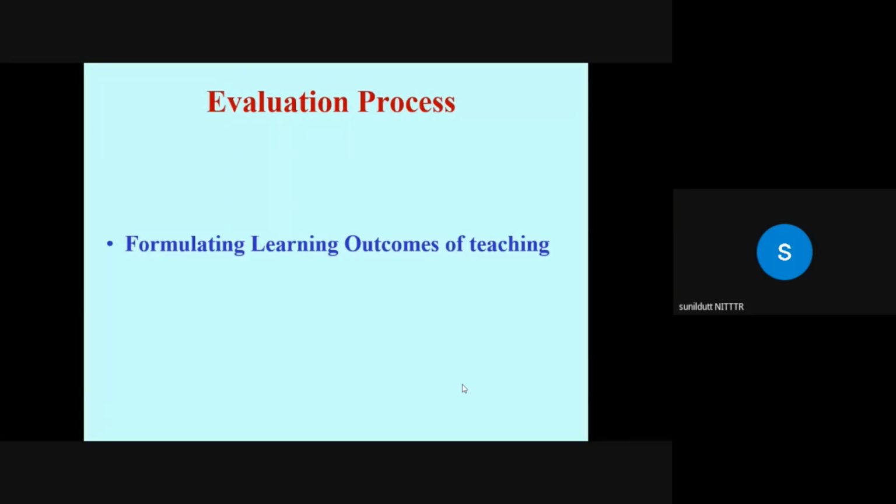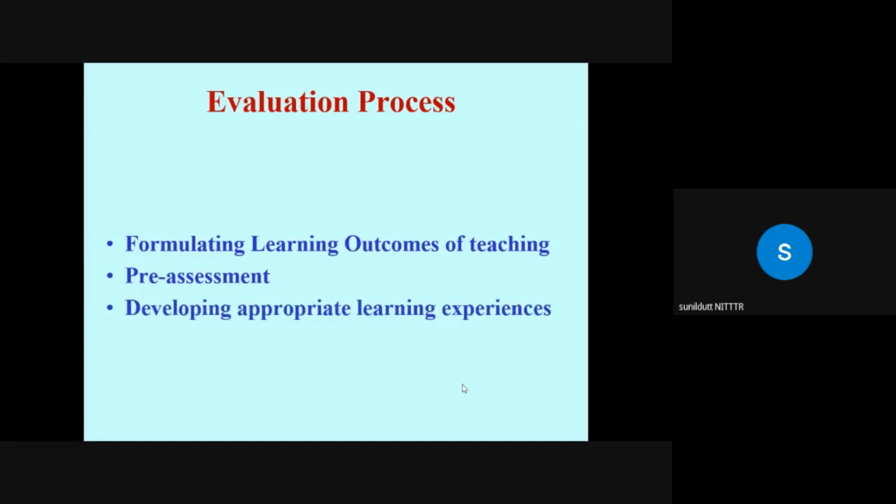So formulating first of all learning outcomes, and then ensure whether the student possesses the prerequisites or not. Then decide about the appropriate learning experiences, which may contain content delivery through different approaches, PowerPoint presentation, video, etc.